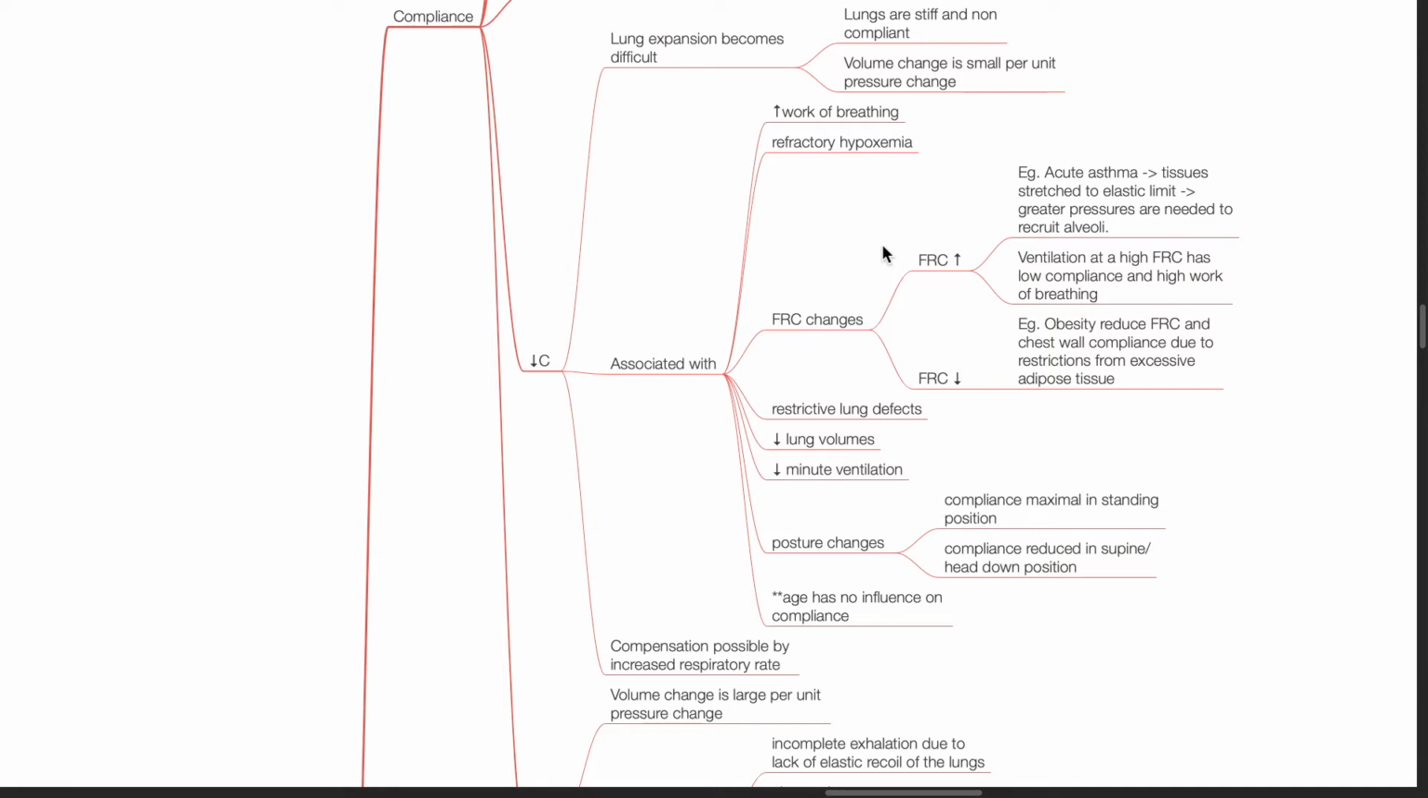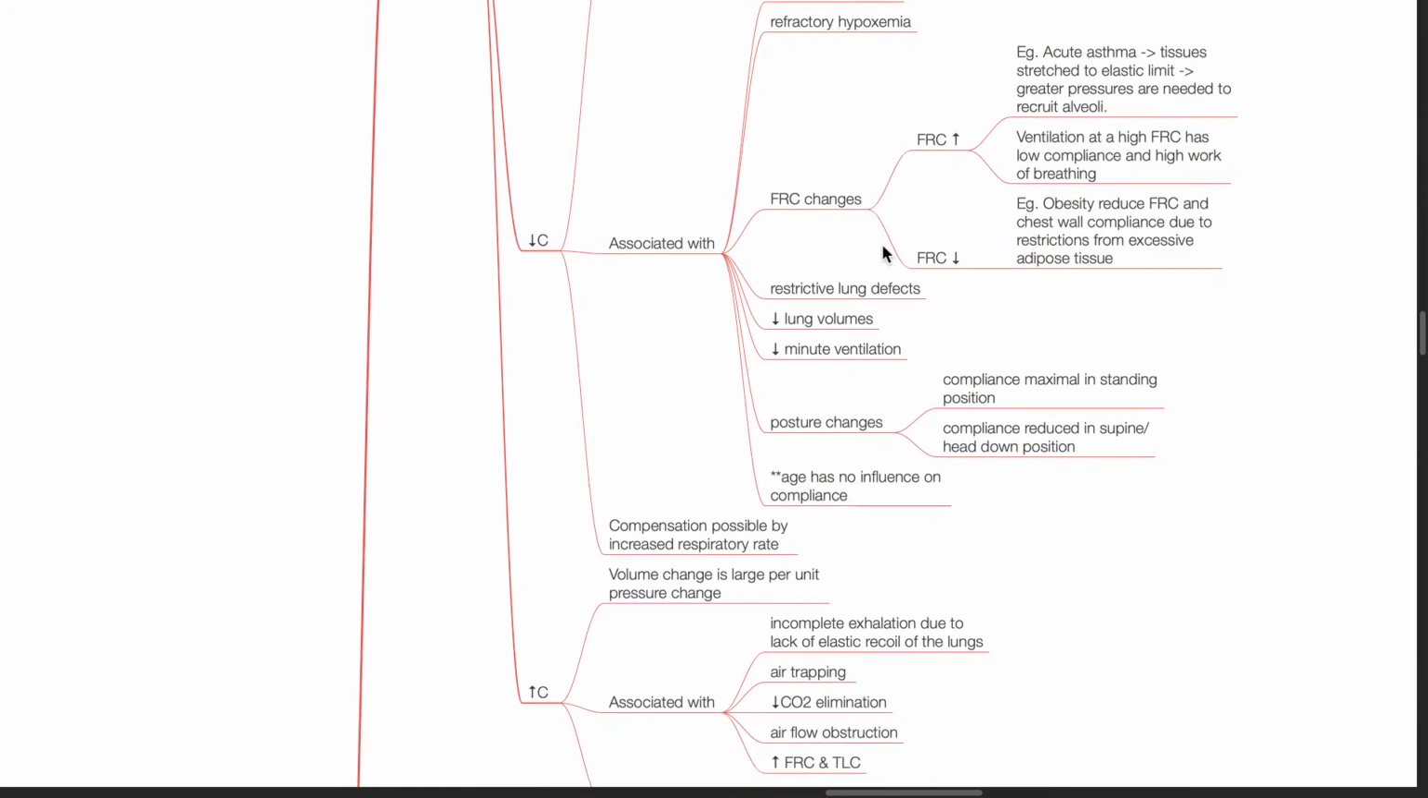Regarding FRC changes, when there is reduced compliance and increased FRC, this may occur during acute asthma. The tissues are stretched to elastic limit, greater pressures are needed to recruit alveoli. Ventilation at the high FRC has low compliance and high work of breathing. When there is reduced compliance and reduced FRC, for example, obesity reduces FRC and chest wall compliance due to restrictions from excessive adipose tissue. Posture changes.